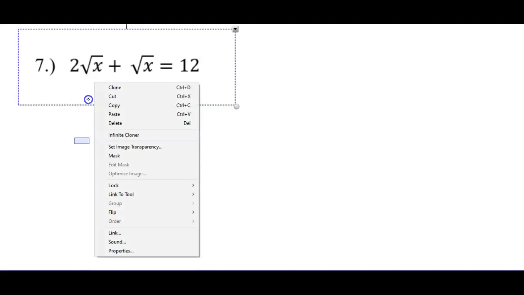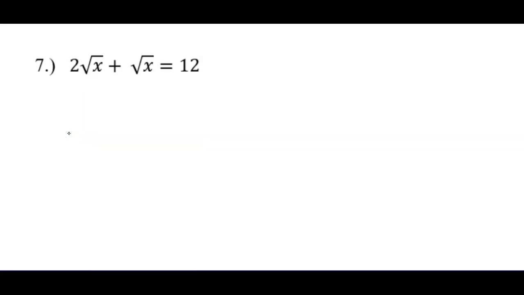2 times the square root of x plus the square root of x. What can I do with those? Think about that. They're like terms. So think about what's going to happen. How many square roots of x are you going to have? What's this number equal to? 12. And then I would divide this number off. So I'm going to give you that as a hint. That's my only hint on number 7.